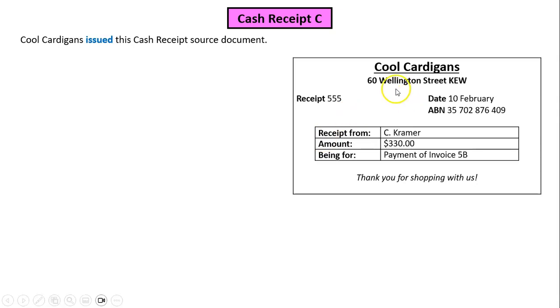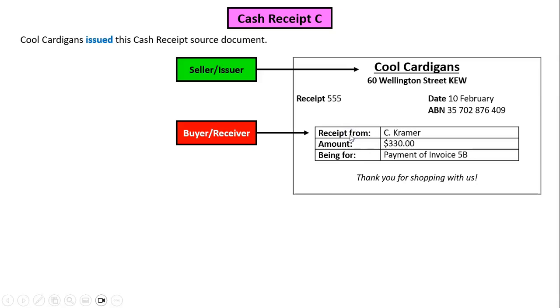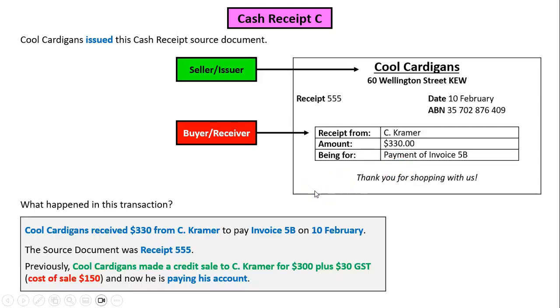So they're kind of obvious cash receipts where we can see quite clearly what happened, but then we might get something like this one. So Cool Cardigans issued this cash receipt source document for cash receipt C, so we can see our name at the top. What we can see here is we've got receipt 555, we've got a date, and that's our ABN, and it says here receipt from C. Kramer for 330. Well, what's that for? Well, we need to read the document, and the document says that is for payment of invoice 5B. So what happened in this transaction? Well, it looks like, from what we can tell, Cool Cardigans received 330 from C.